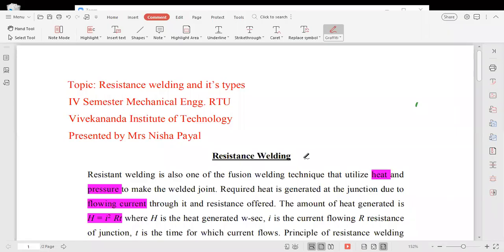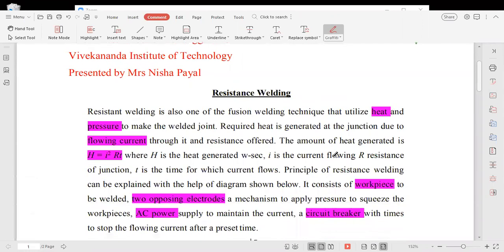Hello students, today we are going to study about resistance welding and its types. Resistance welding is one of the fusion welding techniques which utilize heat and pressure to make welded joints.